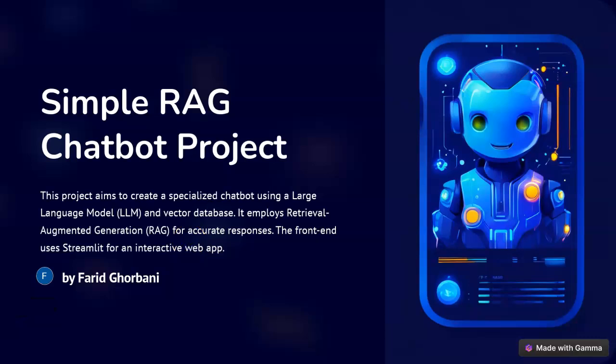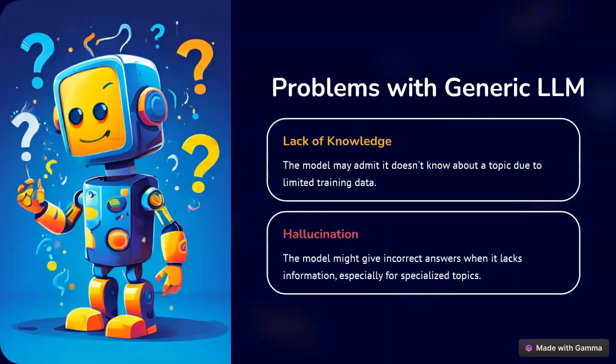Hello guys, in this tutorial we will walk through the process of creating a simple RAG chatbot. The aim of this project is to develop a specialized chatbot that uses a large language model along with a vector database for storing and retrieving information. By using the RAG method, the chatbot aims to provide accurate and relevant responses. We will be using Python as a programming language.